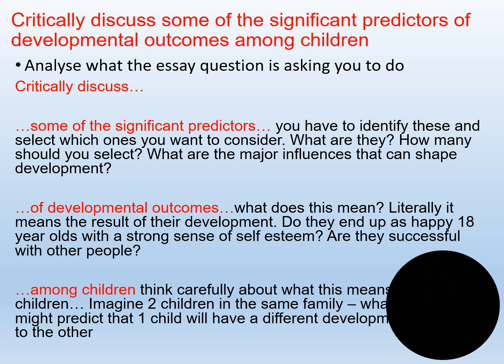So what's the difference between those two children that have experienced the same change in their environment, that one of them manages to cope, even though obviously they're upset, but the other one completely goes off the rails? So the essay is asking you to critically discuss some of the significant predictors of developmental outcomes among children.